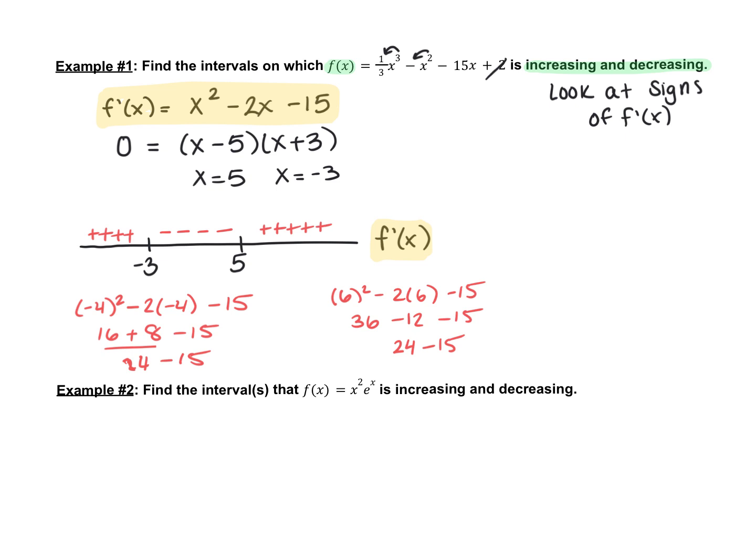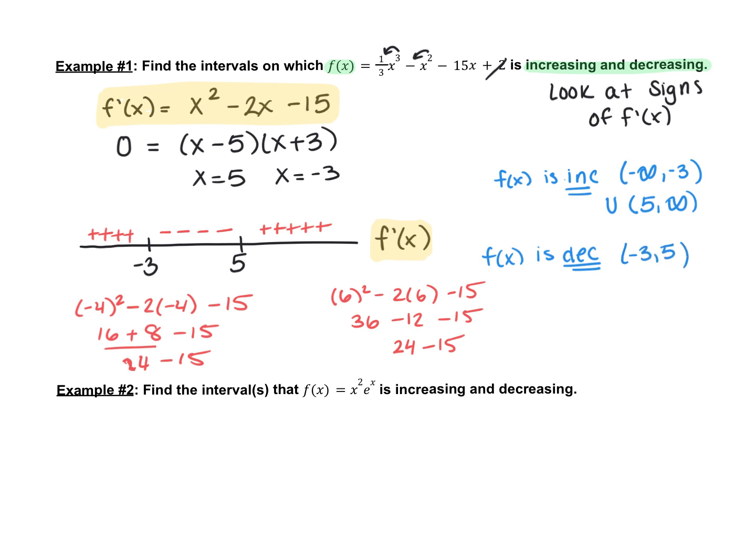So this f prime of x tells us information about f of x. So we can know that the graph of f of x, so f of x is increasing from negative infinity to negative 3, that's where it's positive, and then from 5 to infinity. So the graph is increasing from negative infinity to negative 3, union 5 to infinity. Now, f of x is decreasing from negative 3 to 5.